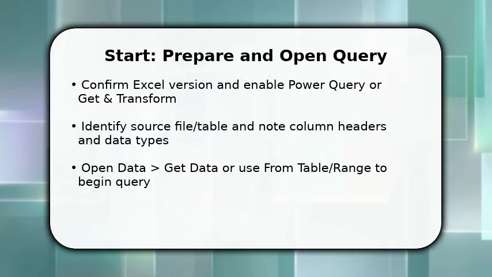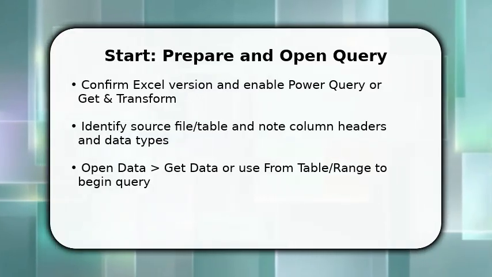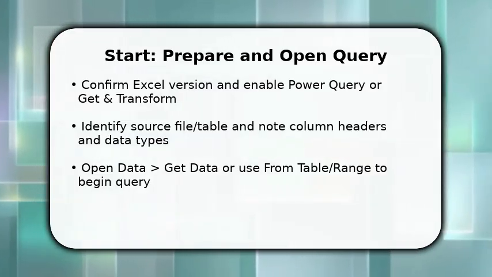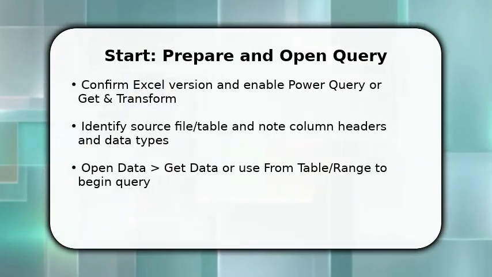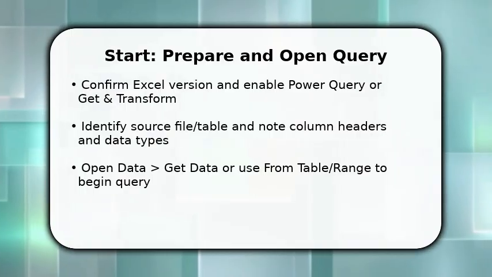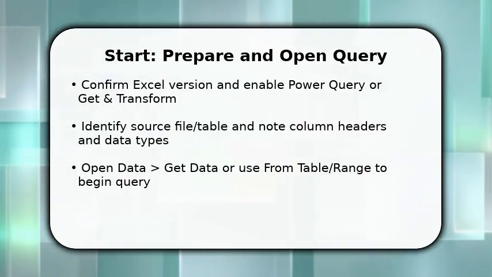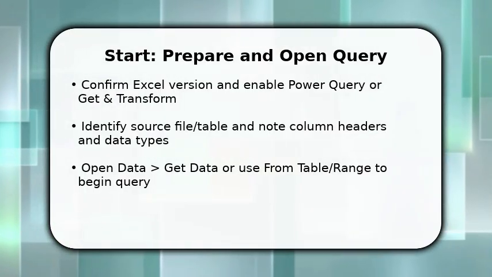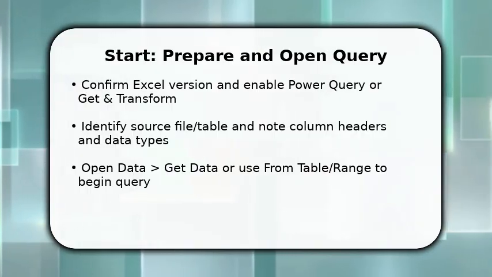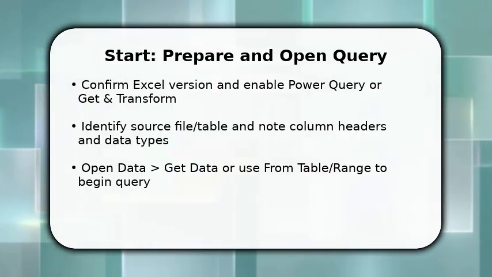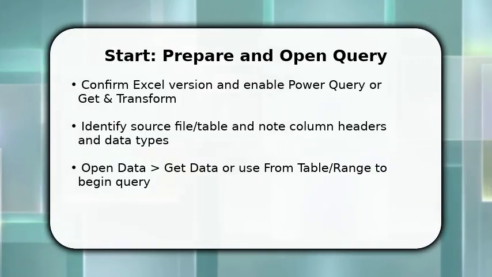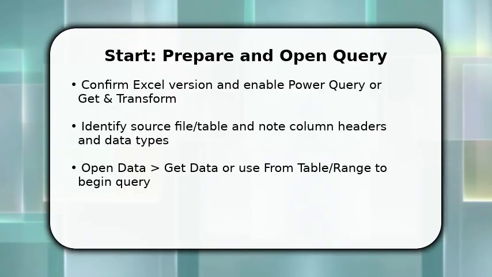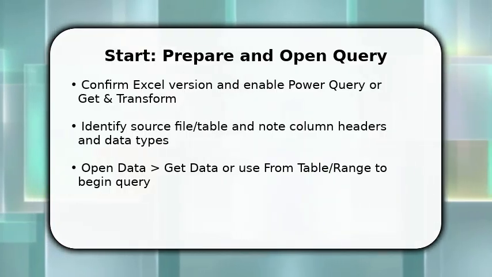You begin by confirming that Power Query, Get and Transform, is available in your Excel. This ensures access to robust query tools. Next, identify the source range or file and note key column headers and data types so you can shape results precisely. Then, with the data selected, choose Data, Get Data or From Table/Range to load into the query editor. Once loaded, you're ready to apply filters, transforms, and trims to craft the exact dataset you need.